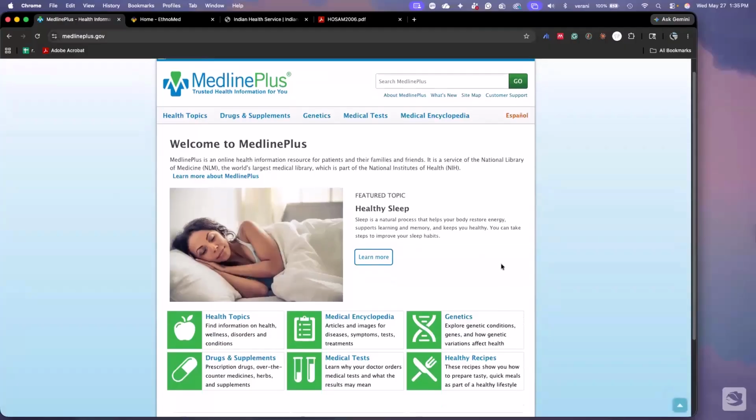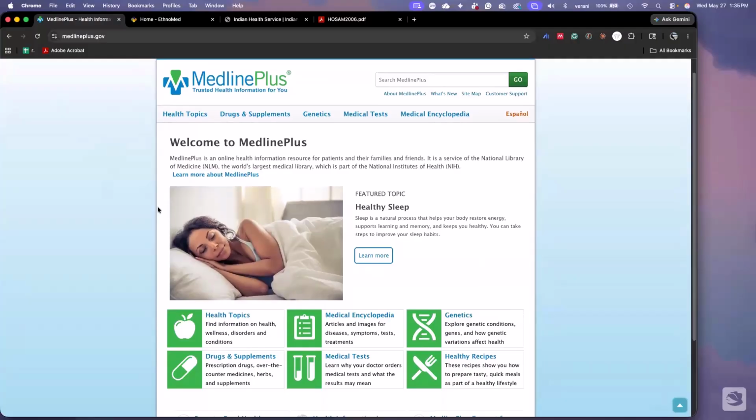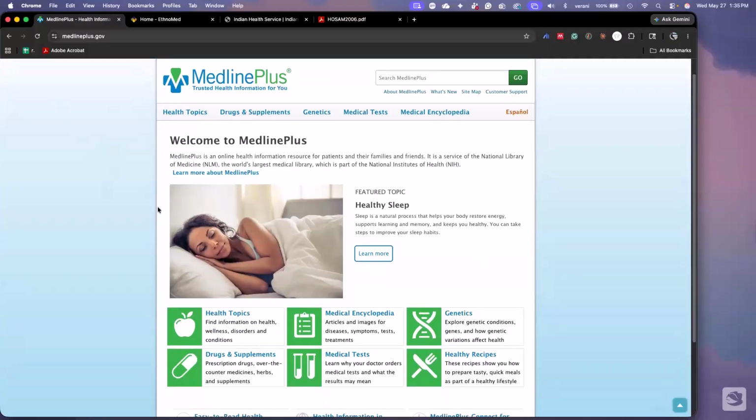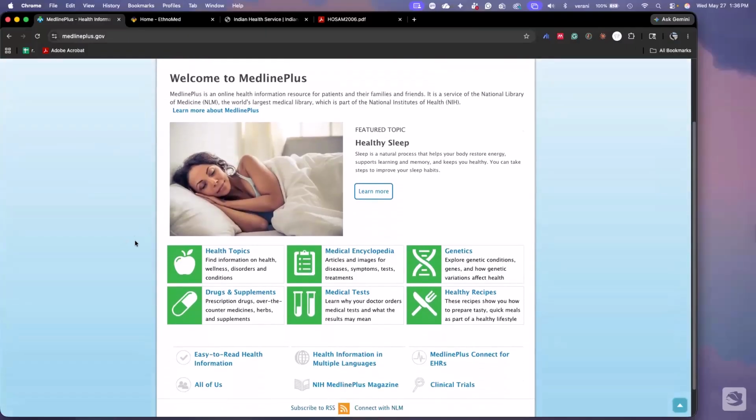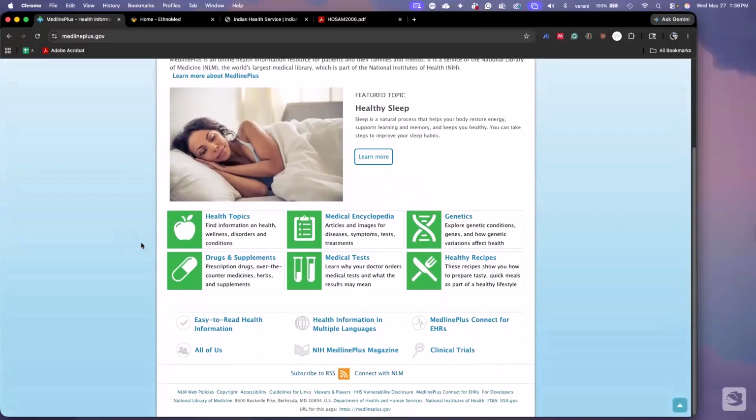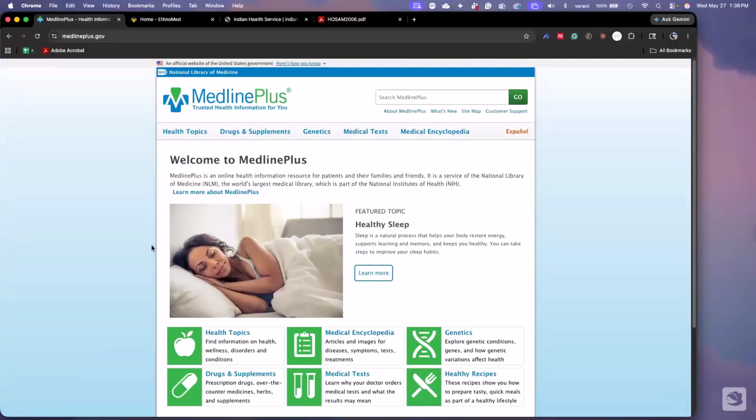So once we're on Medline Plus, by the way, welcome to Medline Plus for everybody. I'm sure all of you have used it quite a lot. But this is Medline Plus. It's a free trusted resource for health information, and it's a really good one for folks who just want some quick information that's reliable, easy to understand, and has a summary of just about anything for the most part.